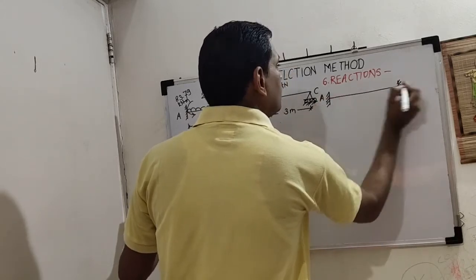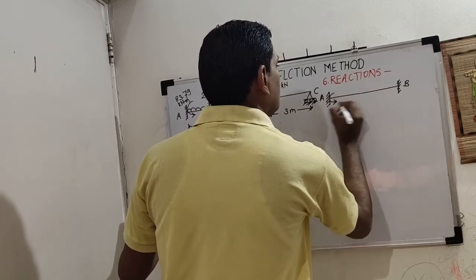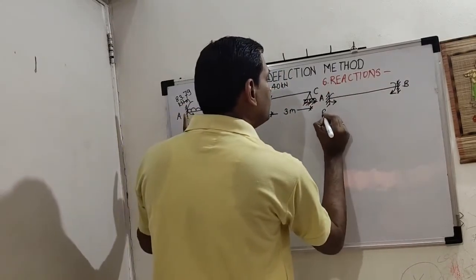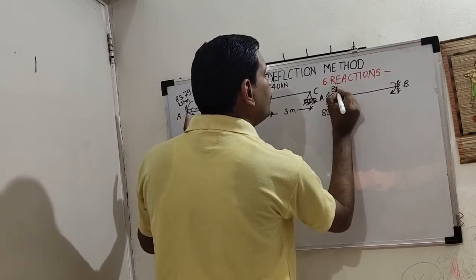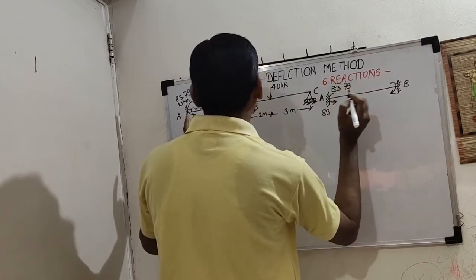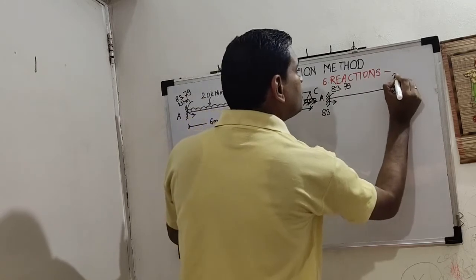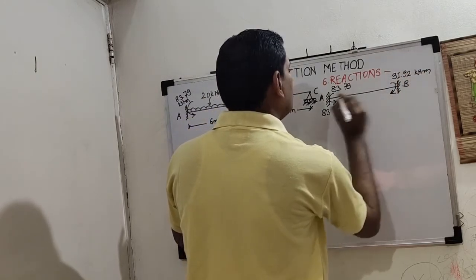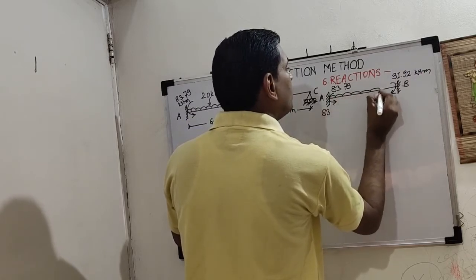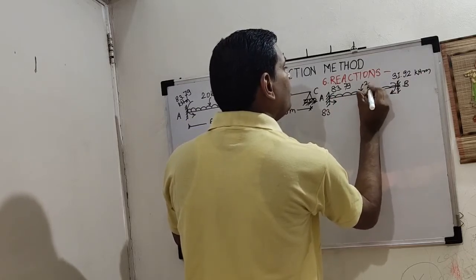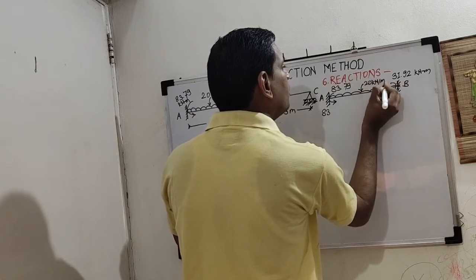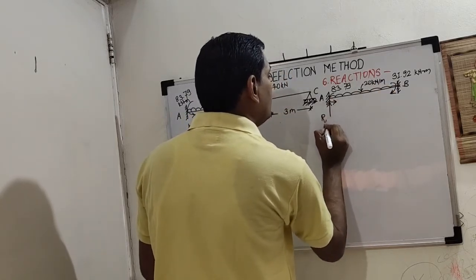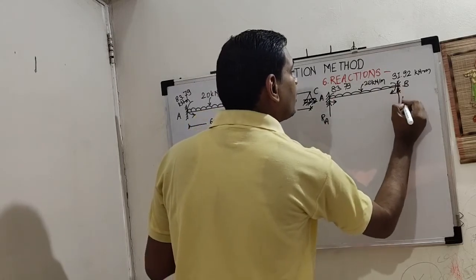So this is A, this is B. Here are the two final moments: 83.79 kilonewton meter and 31.92 kilonewton meter. Here is the UDL, 20 kilonewton per meter. Okay, we have to find these reactions first, RA and then RB1.